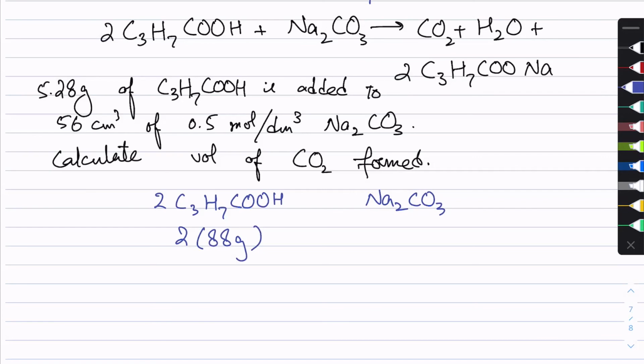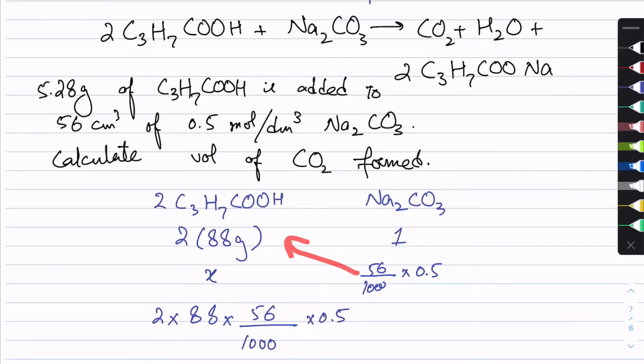And for this one, this is a solution. How do I know? Because I have concentration here. So this is just going to be 1, because I get only moles, and the moles we get from the equation. Now I'll just take X for this, and I have C into V for this. So 56 over 1000 times 0.5. So I get 2 times 88 times 56 over 1000 times 0.5, I'm just copying all of that, equals X. So I'll just put it all in the calculator.